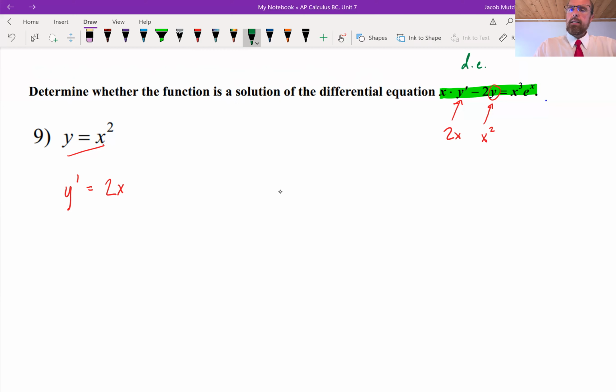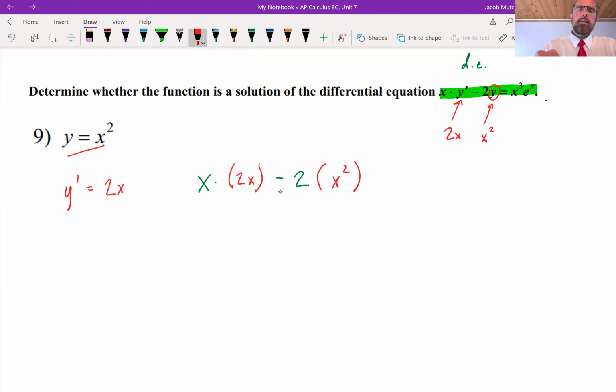So I'm going to start with that left side. x times, I'll substitute in for y prime 2x. Then I'm going to pick up with the differential equation, the left side again, minus 2, and then again times y. y itself was x squared.